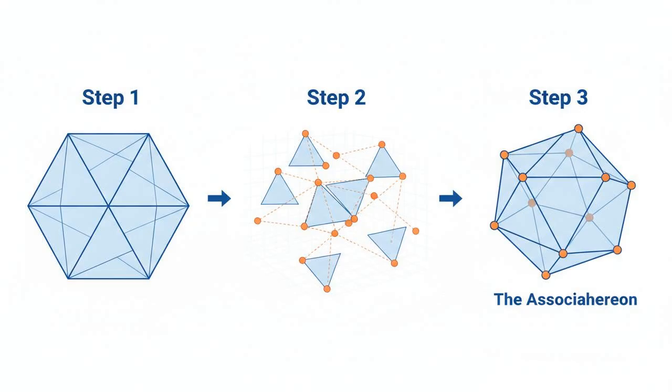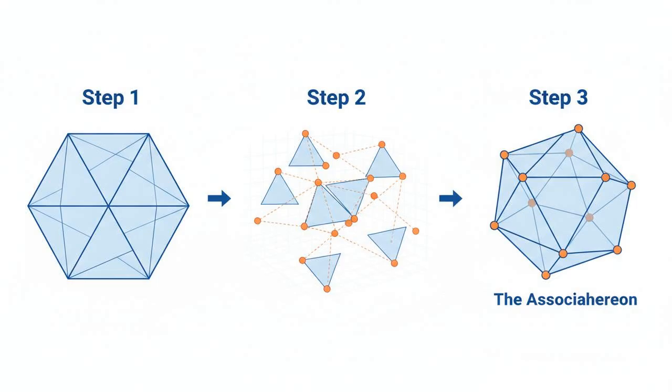of the Associahedron. If you can transform one triangulation into another by flipping just one internal line, those two vertices are connected by an edge. When you map out all possible triangulations of a hexagon and their connections, you build a three-dimensional shape with 9 faces and 14 vertices. That is the 3D Associahedron.